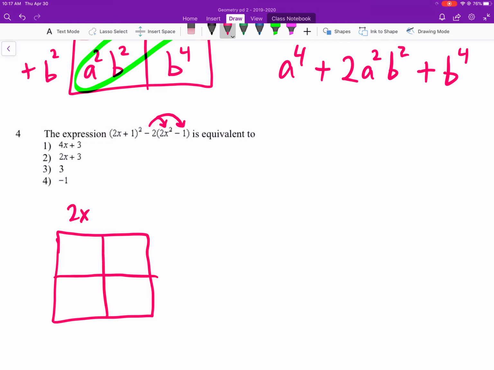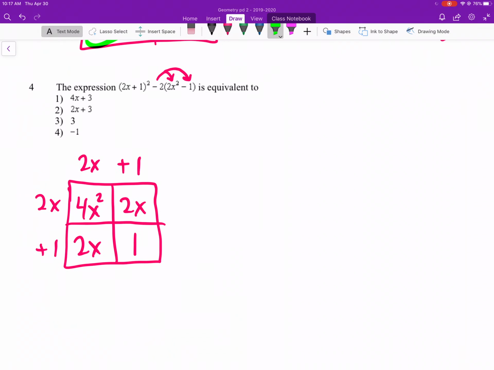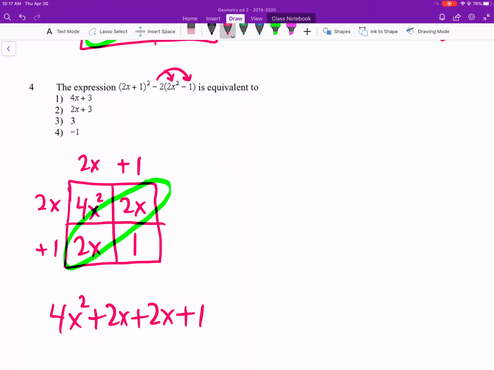So first, let's set up the box method. We have 2x plus 1 times 2x plus 1. So you end up with 2x times 2x is 4x squared. 2x times 1 is 2x. 2x times 1 again is 2x. And 1 times 1 is 1. Like terms. So we end up with 4x squared plus 2x plus 2x plus 1. These two x's are your like terms.